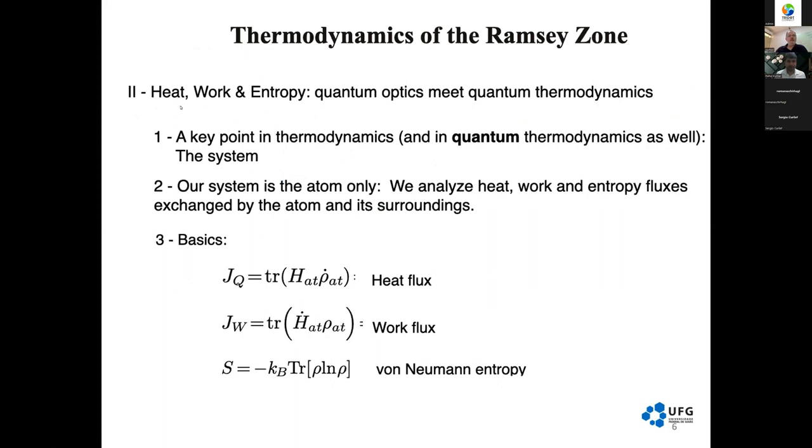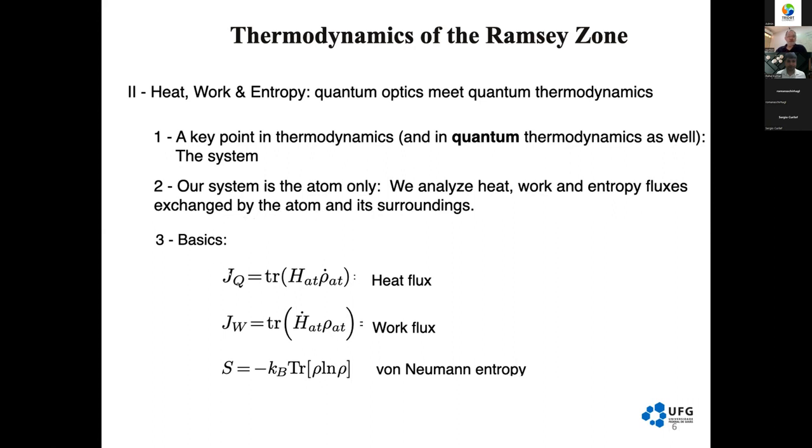Okay, now I define heat, work, and entropy as well. Here is where quantum optics meets quantum thermodynamics. A key point in thermodynamics, and of course in quantum thermodynamics as well, is: where is the system, or who is the system, or what is the system? Our system is the atom only. So in the Ramsey zone, we are interested in the atom alone. So we analyze heat, work, and entropy fluxes exchanged by the atom and its surroundings. If the atom is our system, we analyze heat flux and work flux from the point of view of the atom.